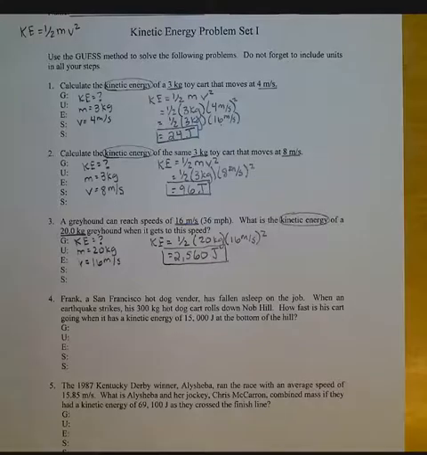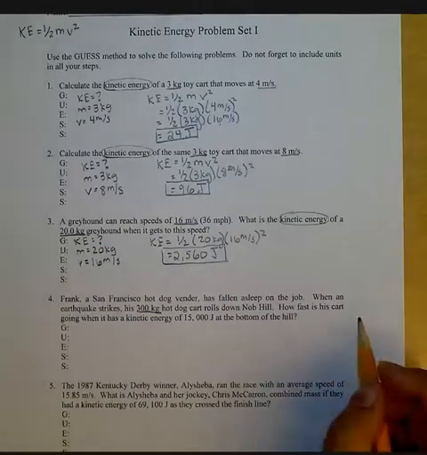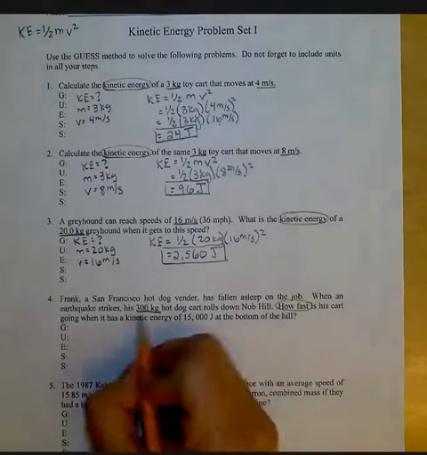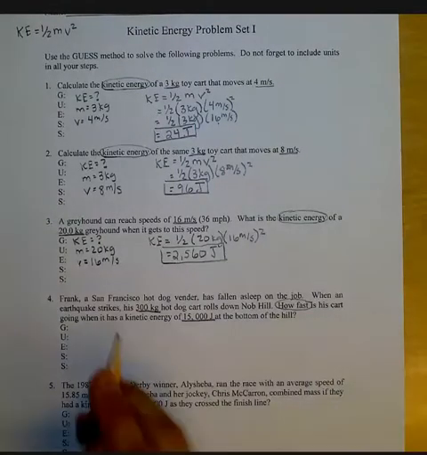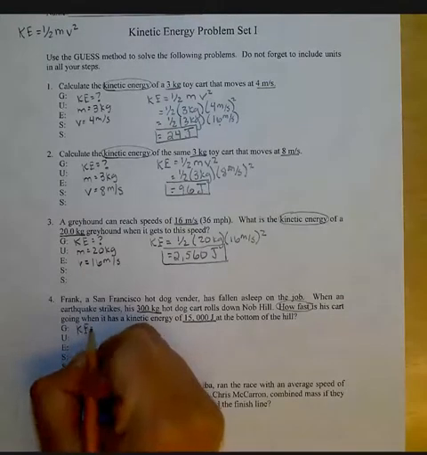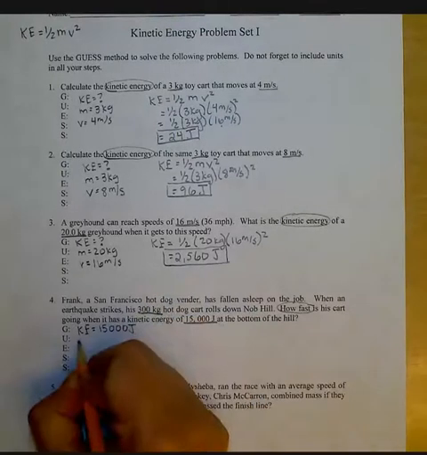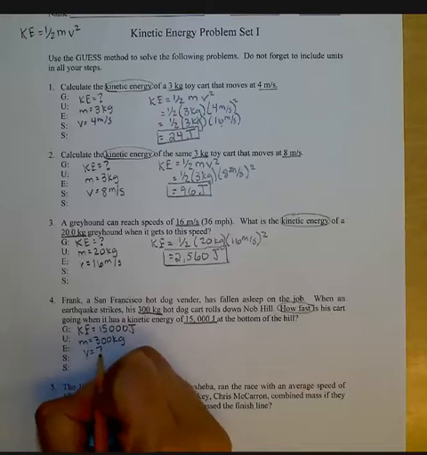Now we'll work on number 4, which might be a little bit trickier. Frank, a San Francisco hot dog vendor, has fallen asleep on the job. When an earthquake strikes, his 300 kilogram hot dog cart rolls down Nob Hill. How fast is his cart going when his kinetic energy of 15,000 joules is reached at the bottom of the hill? So I'll write in what I know. I know my kinetic energy is 15,000 joules. My mass is 300 kilograms. And my velocity is what I'm looking for.